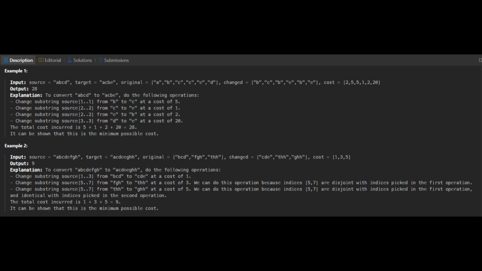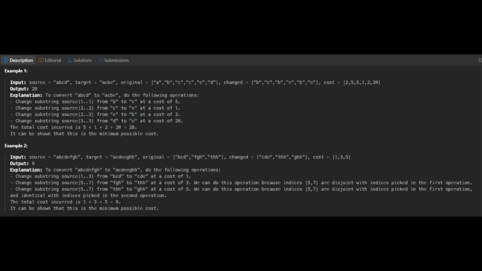At index 2, source has C, target wants B. There's no direct C to B conversion, but we can do it in 2 steps. C to E with cost 1. E to B with cost 2. Total here equals 3. At index 3, source has D, target wants E. We convert D to E with cost 20. Adding everything together, 5 plus 1 plus 2 plus 20 is equal to 28. So the minimum cost to convert ABCD into ACBE is 28.